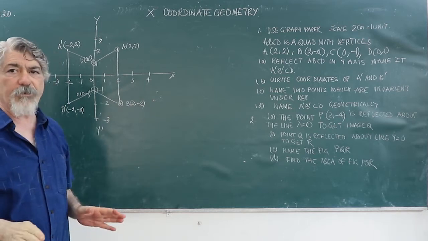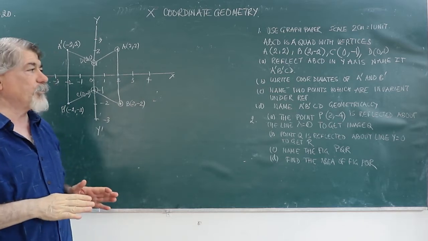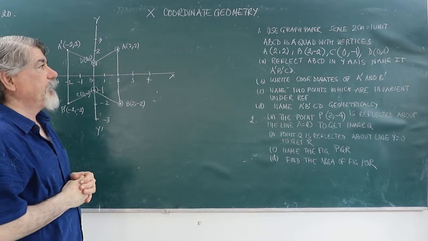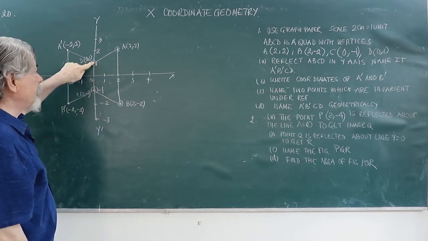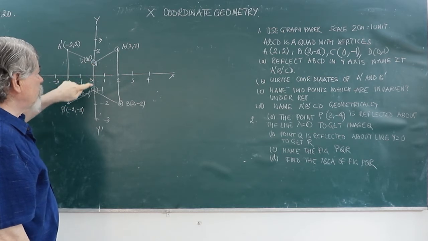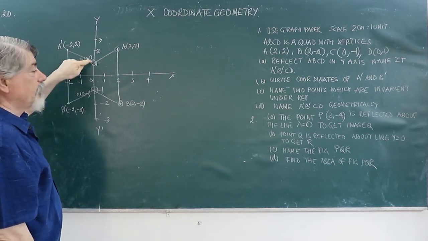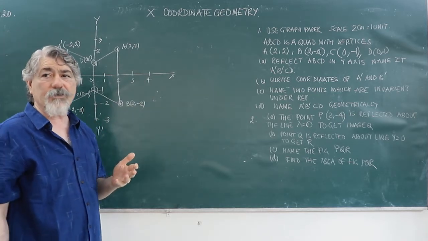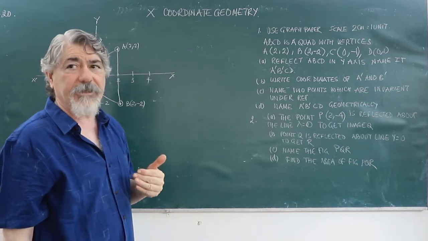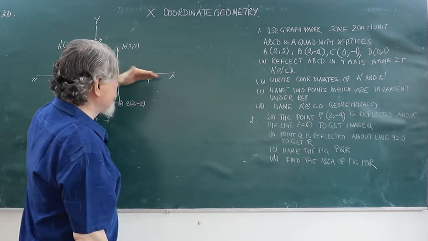But he is asking you to plot. He is not talking anything about reflection. So we are plotting. Then 0, minus 1 is here, and 1, 0 is here. C and D are also reflections of each other in x-axis, because this is the x-axis.